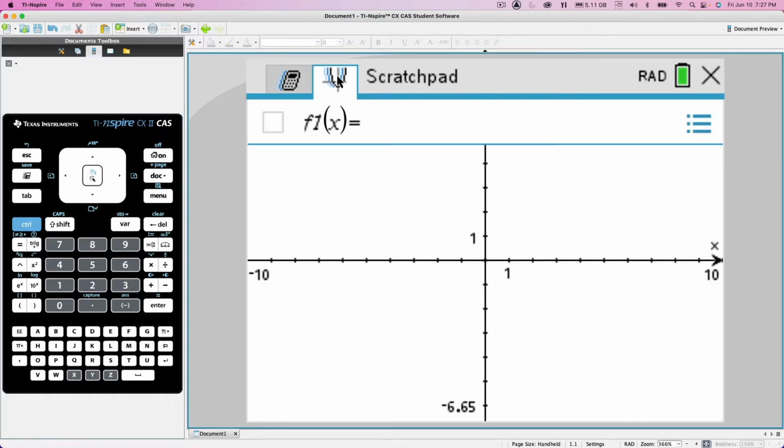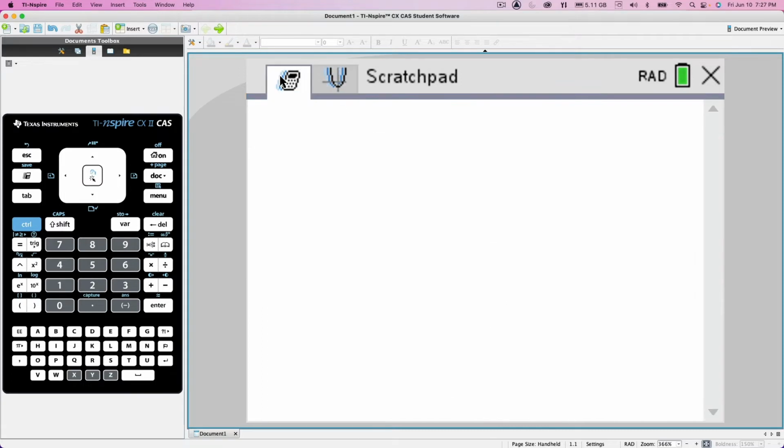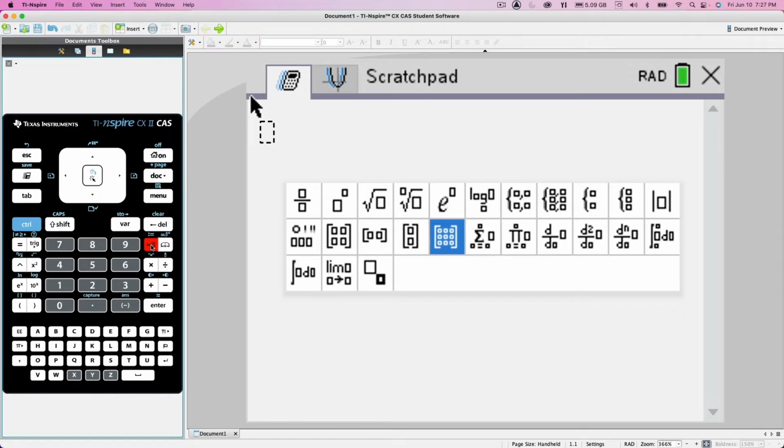So what we need is our scratch pad to enter in our matrix and our other calculations. So the first thing we need to do is create a 3 by 3 matrix. In order to do that, you'll come over to this button right here, click on that. You'll see several matrices in the second row.